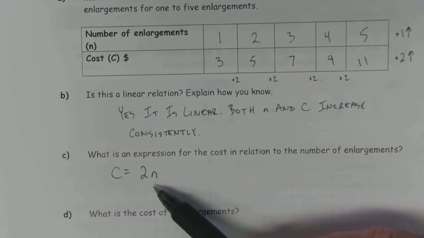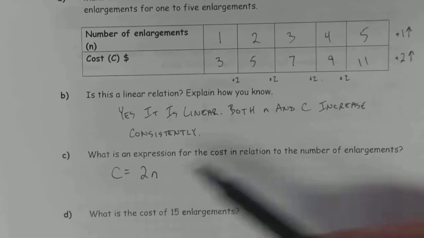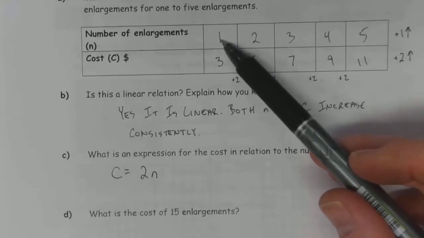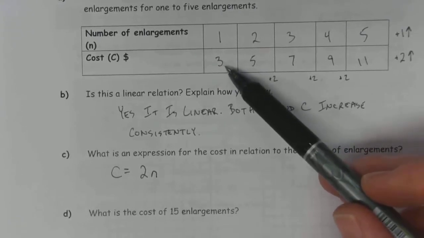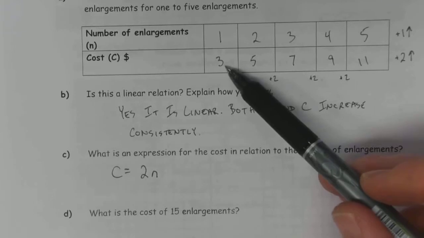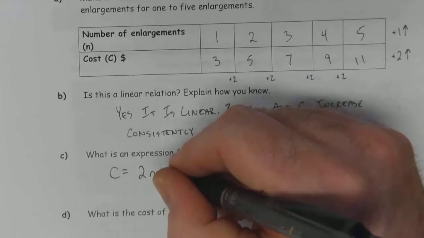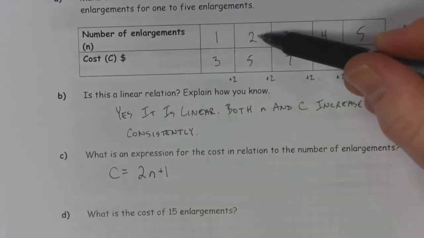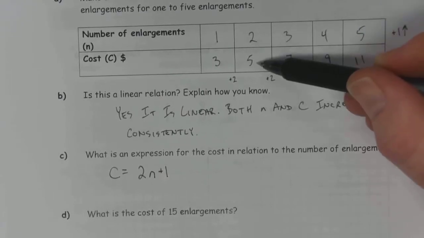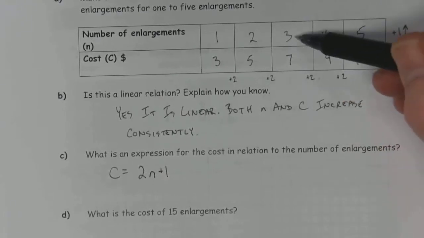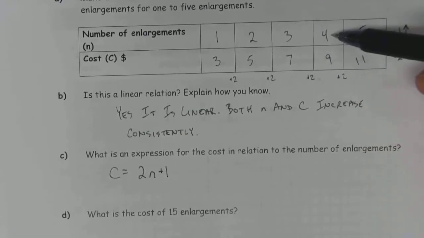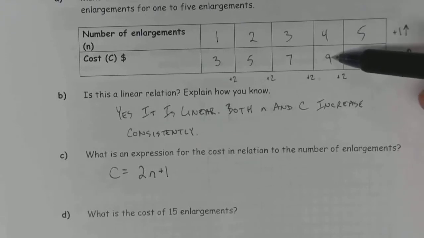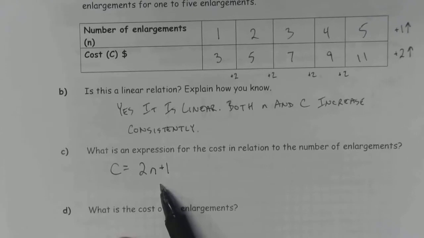Now, we're not done, but let's test this. 1 times 2 gives us 2, but we need a 3. In order to get that, we can actually add 1. So let's try that, see if that works. 2 times 2 is 4 plus 1. Hey, it's 5. 3 times 2 is 6. Add 1, 7. 4 times 2 is 8. Add 1, it's 9. 5 times 2 is 10. Add 1, it's 11. So this actually works.